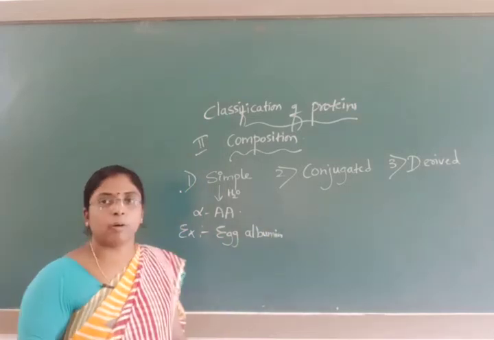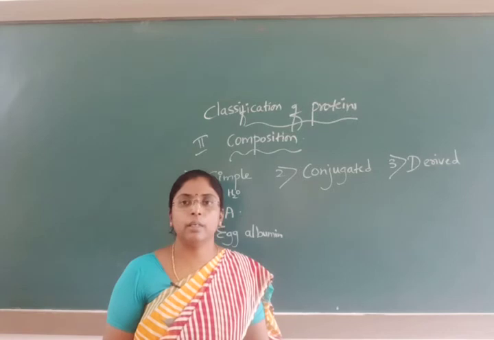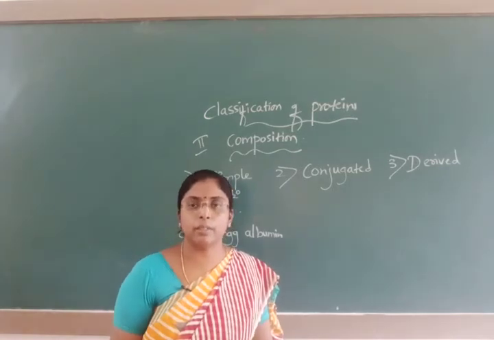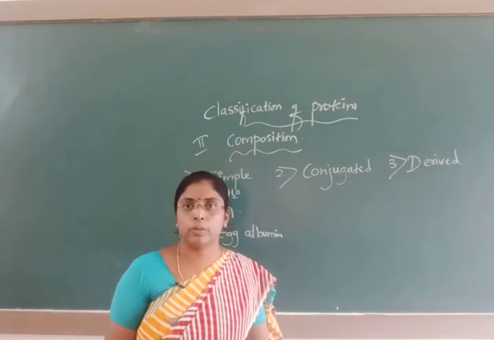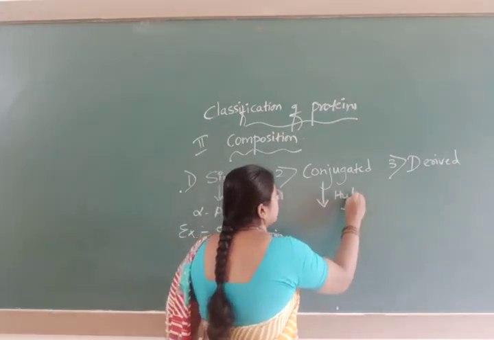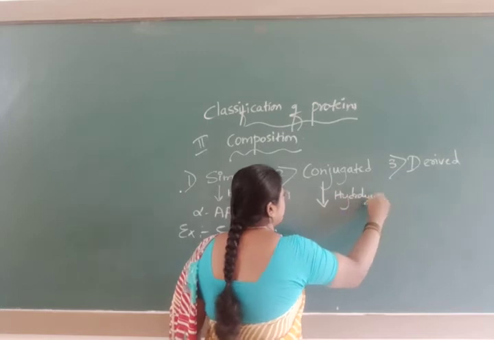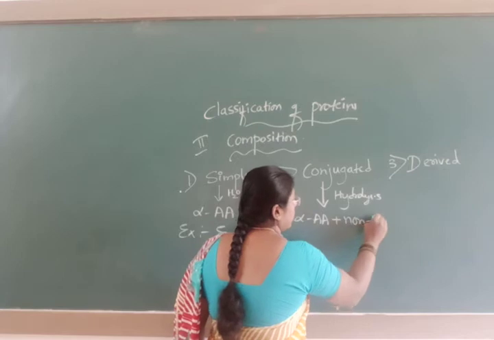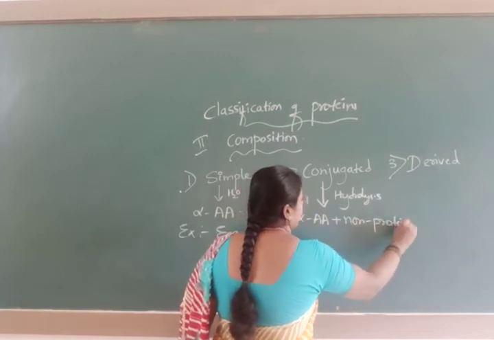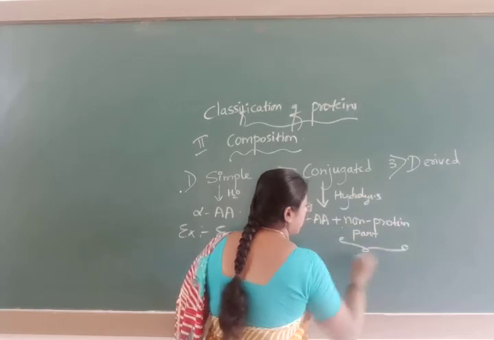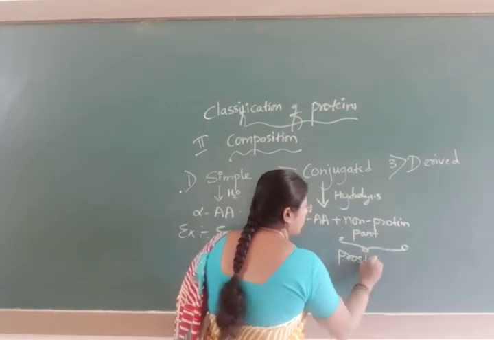Then the second one is conjugated proteins. Here, proteins on hydrolysis produce alpha amino acids, along with which a non-protein part is also present. This non-protein part is known as the prosthetic group.